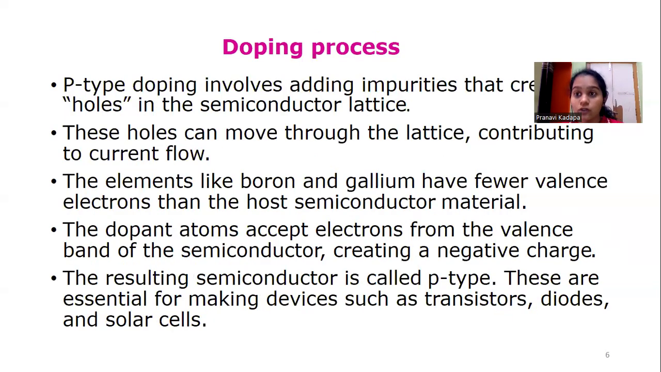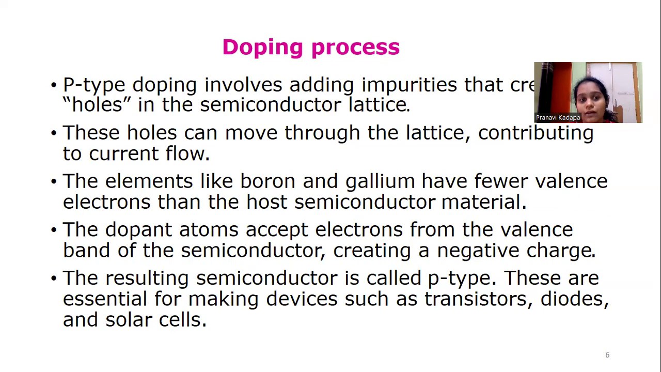So what is the doping process? P-type doping involves adding impurities that create holes in the semiconductor lattice. These holes can move through the lattice, contributing to current flow. Elements like boron and gallium have fewer valence electrons than the host semiconductor material. So this is how the doping process happens in P-type semiconductors.